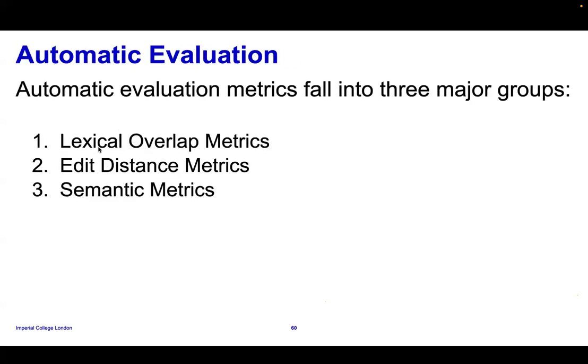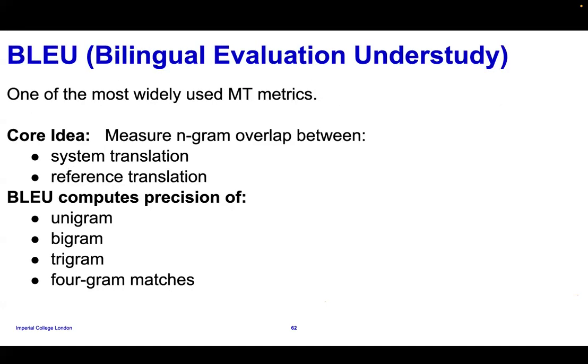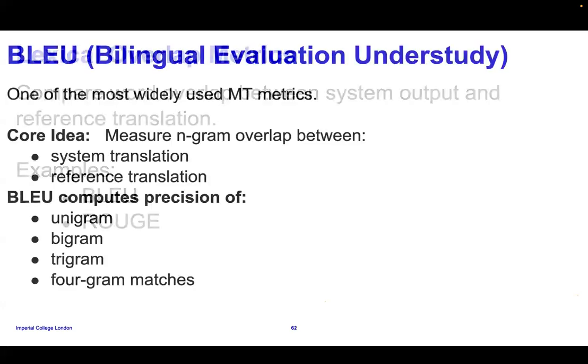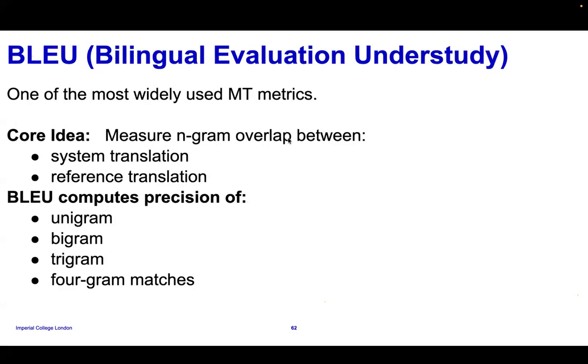What lexical overlap means is that it tries to check the overlap of the lexicon. So we have what we call BLEU. BLEU's core idea is to measure the n-gram overlap between system translation and reference translation.